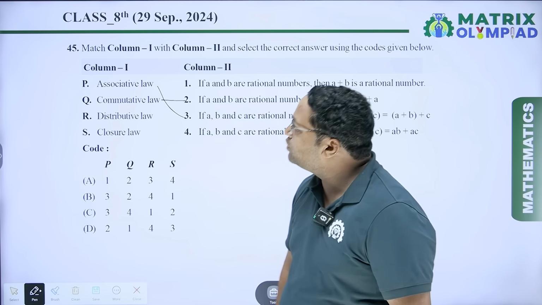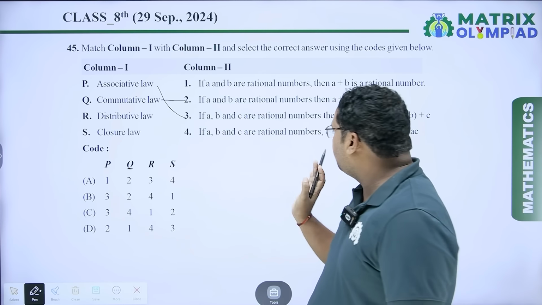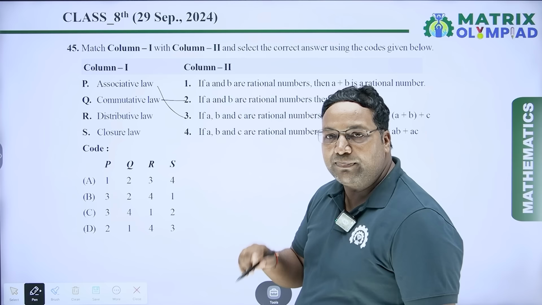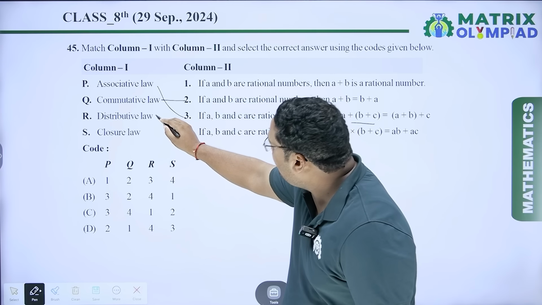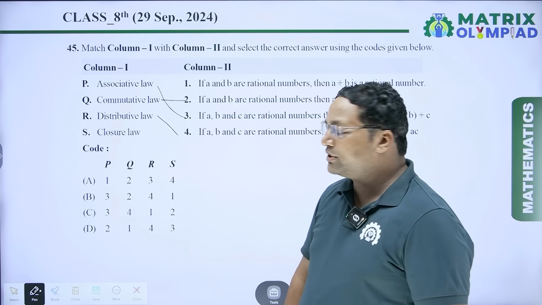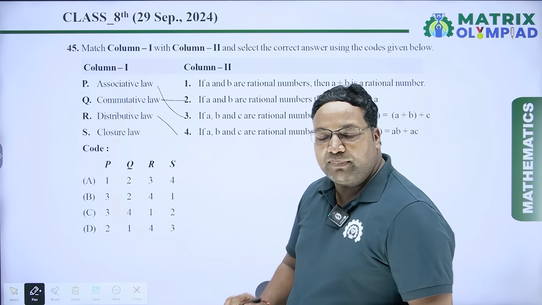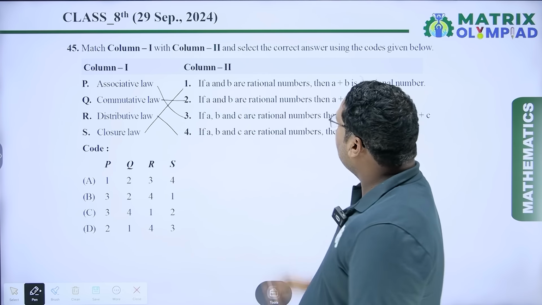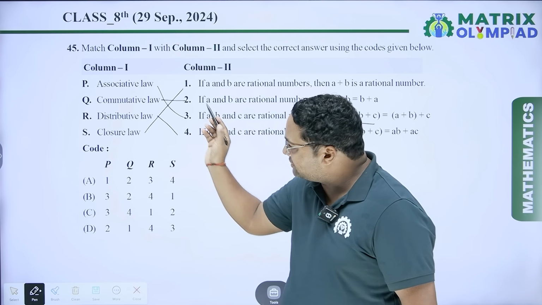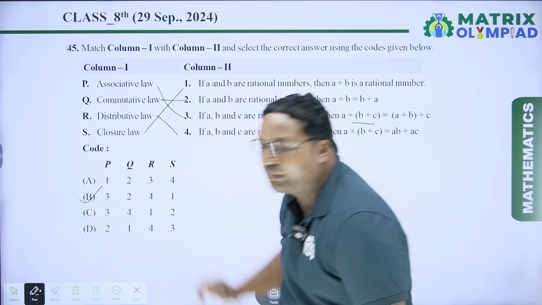Now third is distributive law. Distributive law is if A, B and C are rational number, then A into B plus C equal to AB plus AC. So for R, it is fourth is correct. For last is closure law. Closure law is if A and B are rational number, then A plus B is also a rational number. So for S, it is a 1.